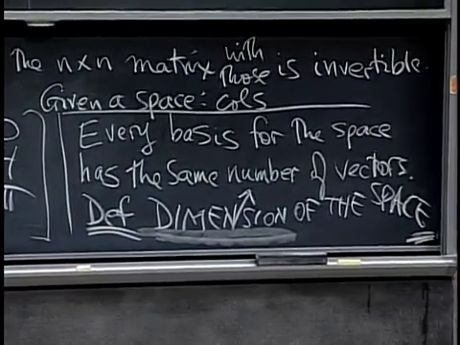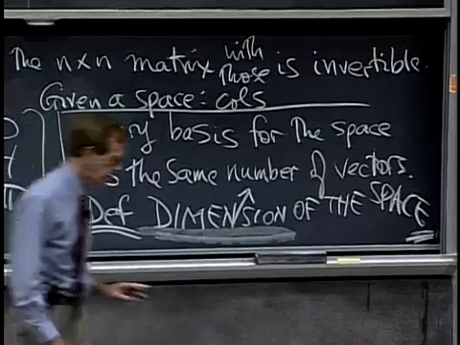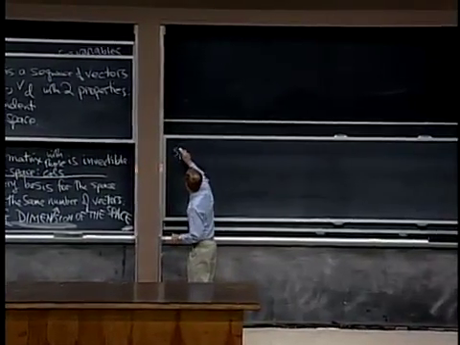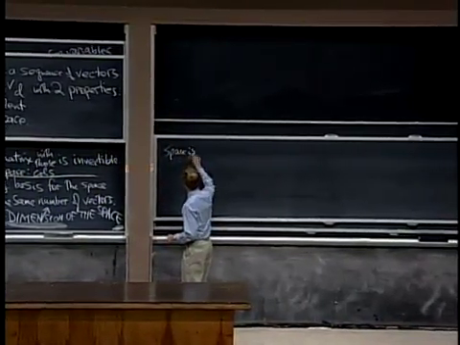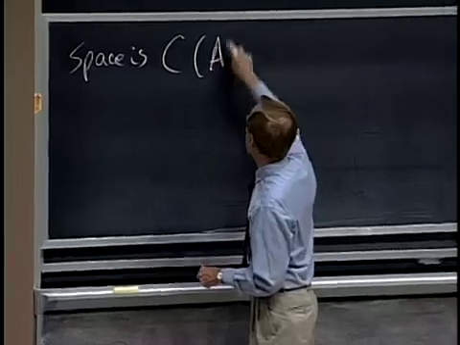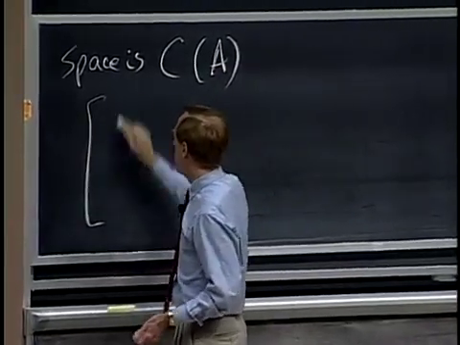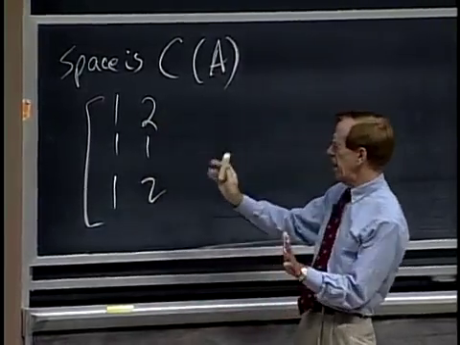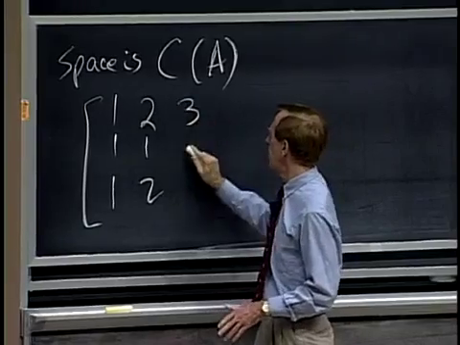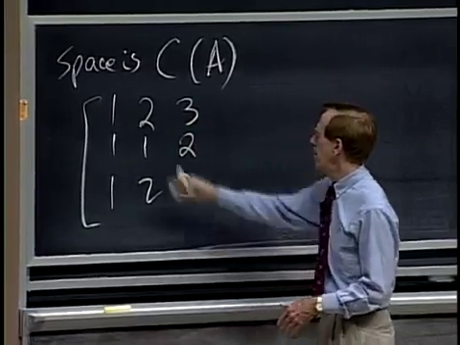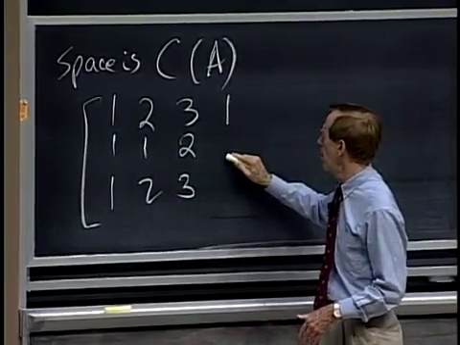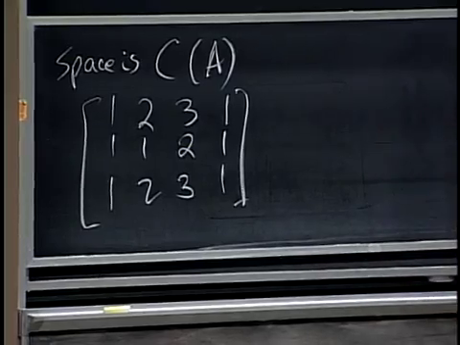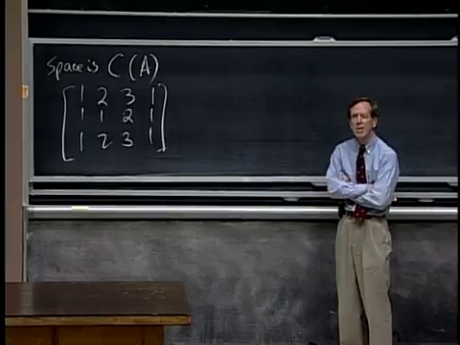Okay, let's take examples. Suppose my space is, say, the column space of this matrix. Let me write down a matrix. 1, 1, 1, 2, 1, 2, and to make it clear, I'll take the sum there, 3, 2, 3, and I'll put in 1, 1, 1 again. So that's 4 vectors.